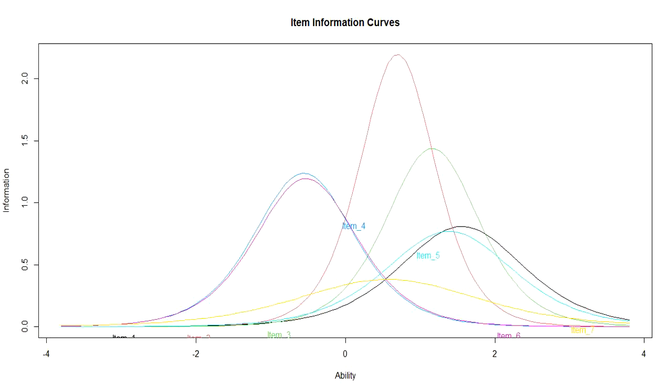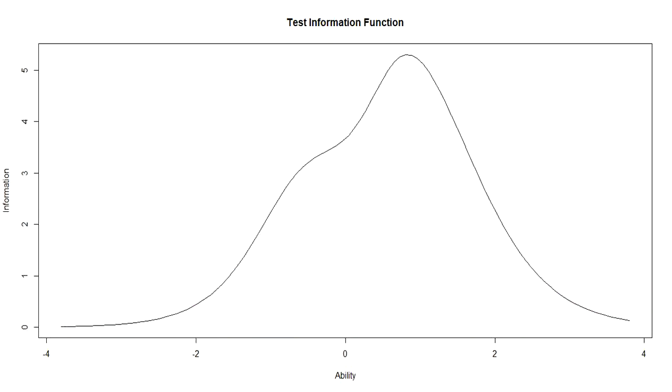This chart displays item information curves for all items. This plot is the item information function for the test.